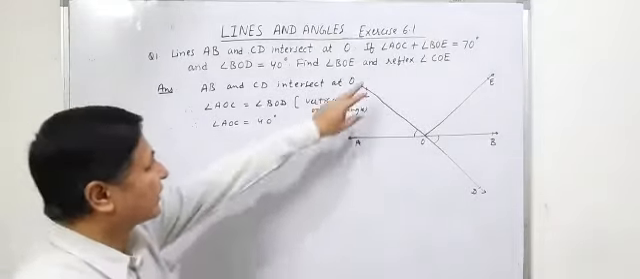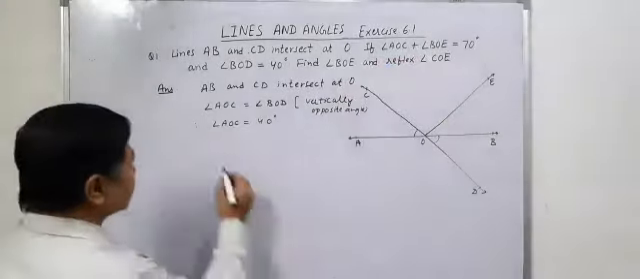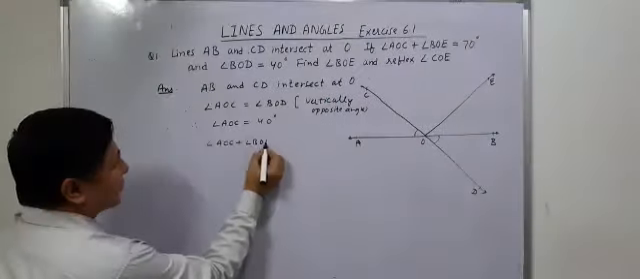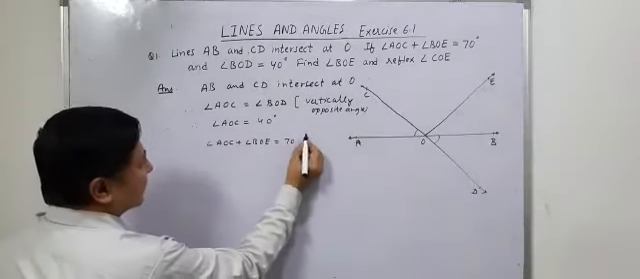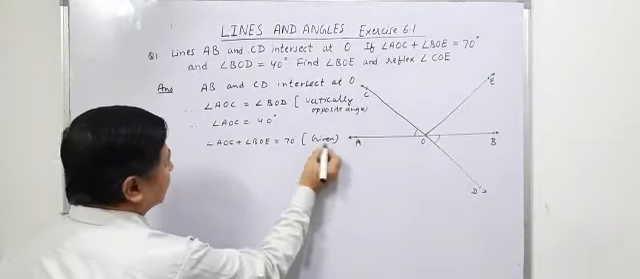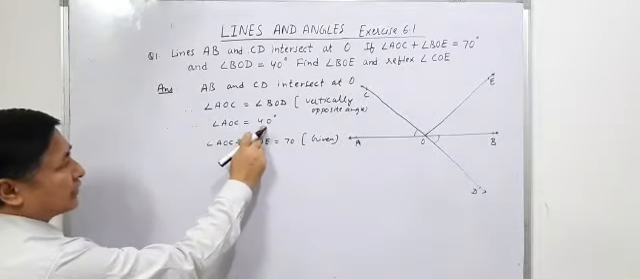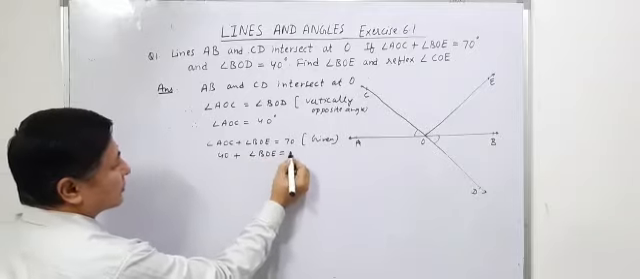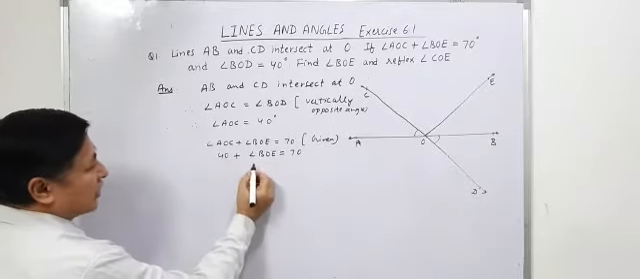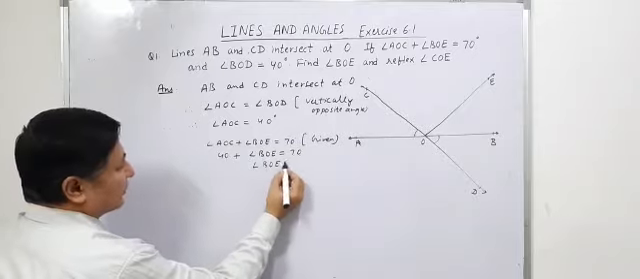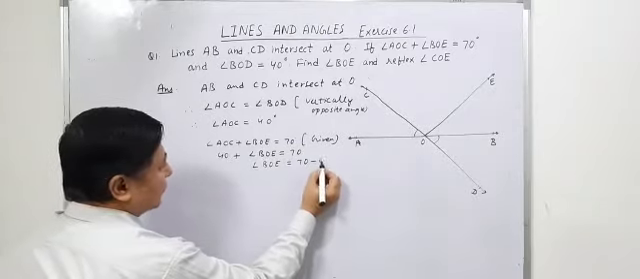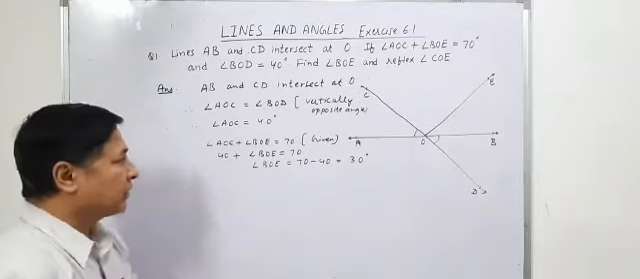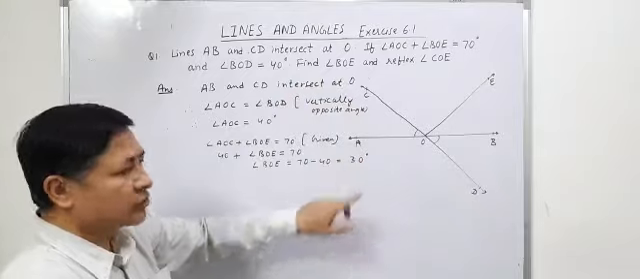And also it is given that angle AOC plus angle BOE is equal to 70 degrees. Now the value of angle AOC we have calculated, that is 40 degrees, plus angle BOE is equal to 70. We'll shift this 40 this side and it will become 70 minus 40, which is equal to 30 degrees. Now we have got angle BOE, which is equal to 30 degrees.